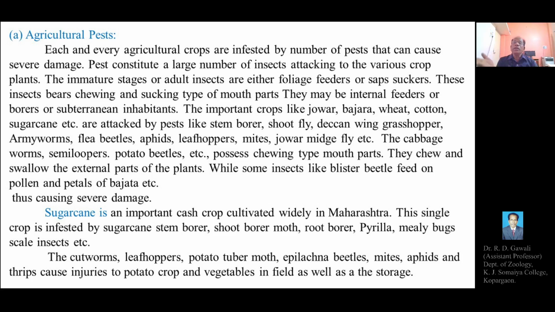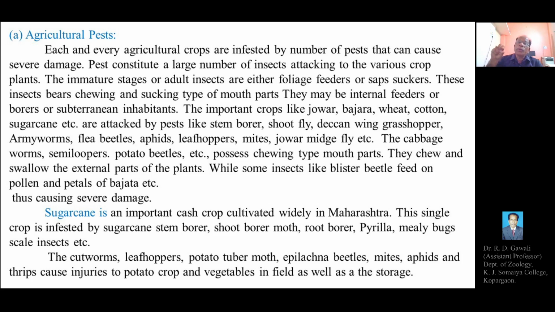So these are the different type of insects which are attacking the single crop, that is potato, and causing its loss, and even causing loss of the different vegetables in the field as well as in the storage. So these are the different type of insects: cutworms, leafhoppers, potato tuber moth, epilacna beetles, mites, aphids, and the thrips.